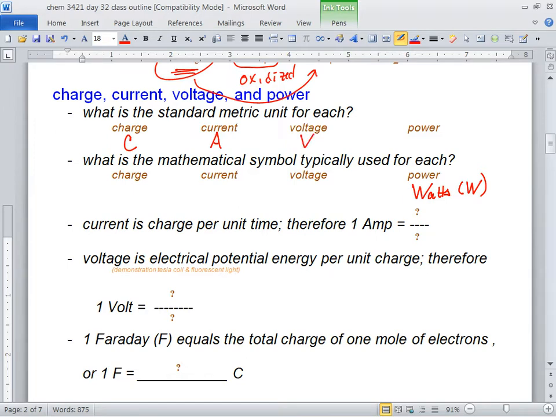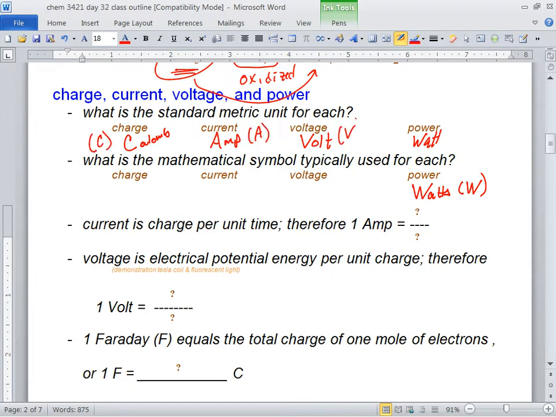Oh, I guess we could have done, sorry. I'm doing the wrong thing here. Mathematical symbols down below. Oh, that's okay. Charge, so coulomb. All right, amp, volt, watt.